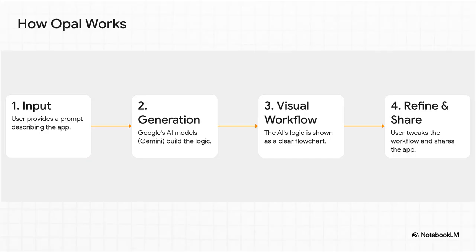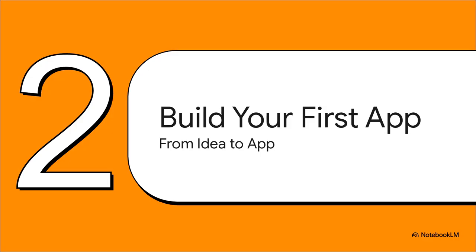So how does this magic actually happen? It's surprisingly simple, really. It's a four-step dance. One, you give it a prompt. Two, Google's AI, probably something like Gemini, builds the logic. Three, it shows you what it built as a simple flowchart. And four, you get to tweak it and then share your brand new mini app. That's it. All right, enough with the theory. It sounds cool, but let's actually get our hands dirty and see how this thing works. We're going to walk through building a little mini app right now, and you'll see how we can go from just an idea to a real shareable tool in no time.